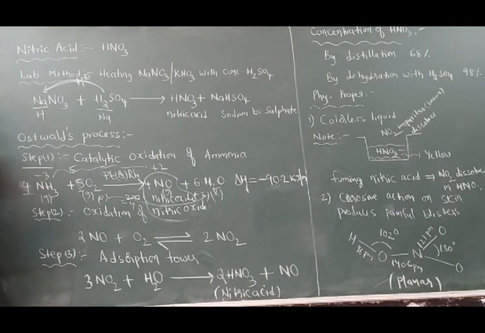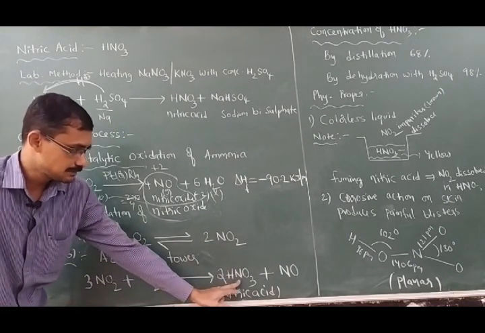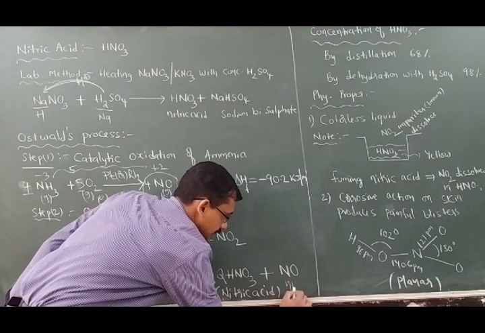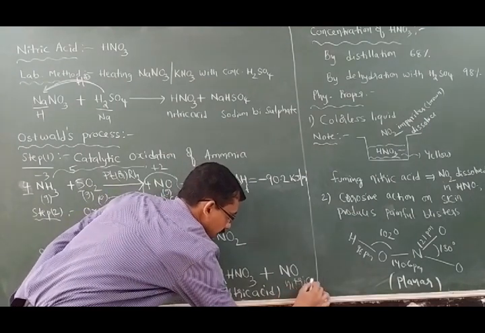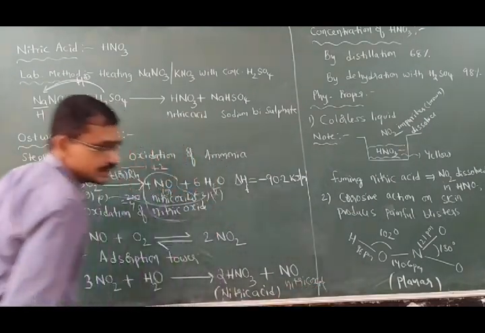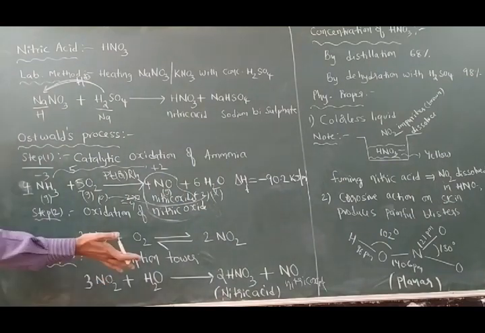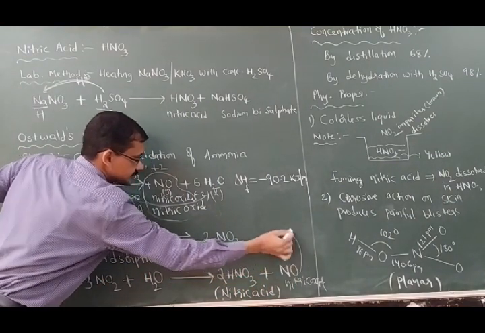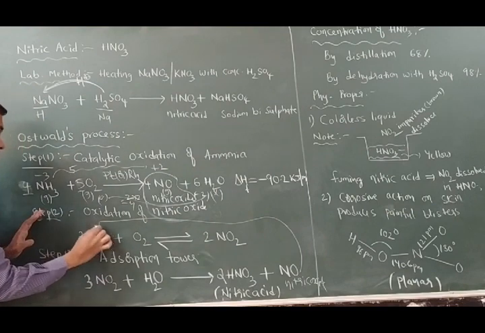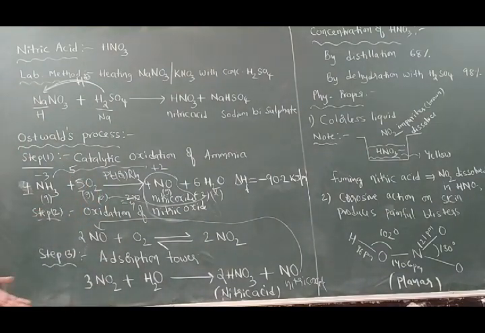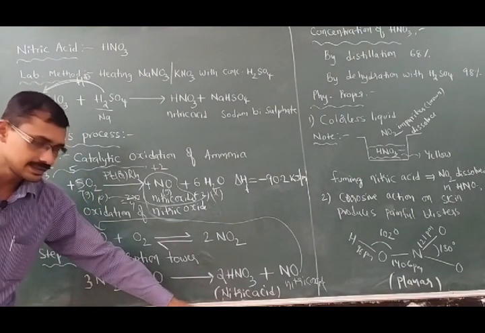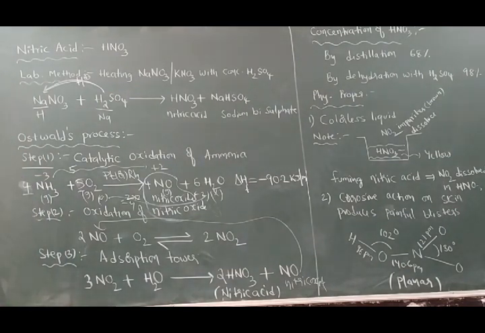And finally, the absorption tower. In the absorption tower, what happens? We spray water on nitrogen dioxide. So immediately nitrogen dioxide will convert into nitric acid plus again nitric oxide we are going to get. Again this nitric oxide will be recycled. Again we are going to get further nitric acid. This is the preparation method for nitric acid.